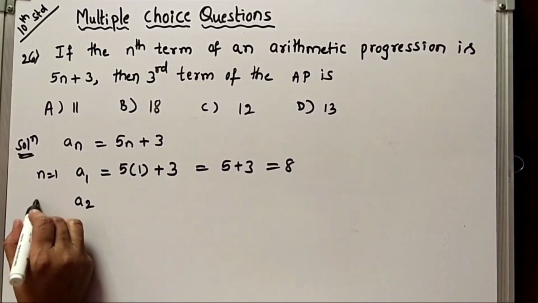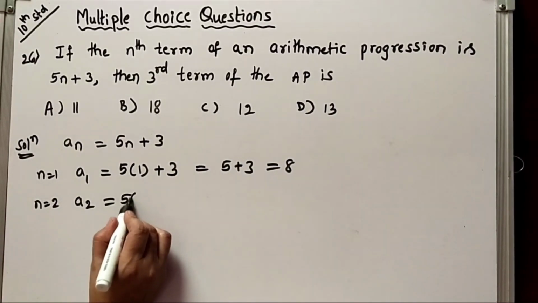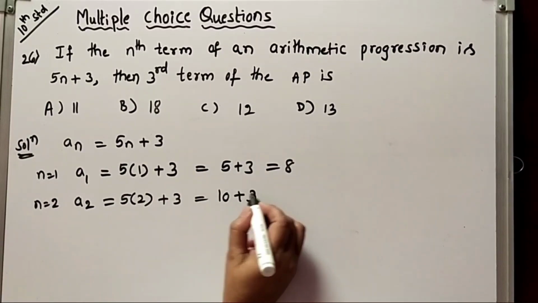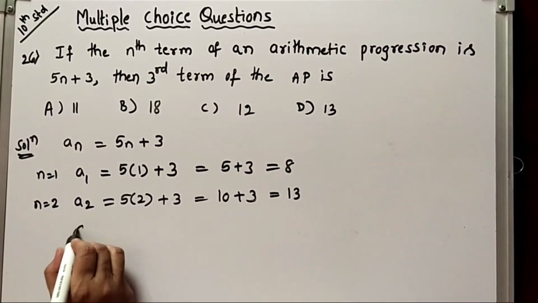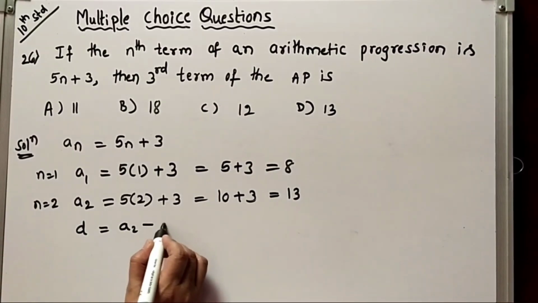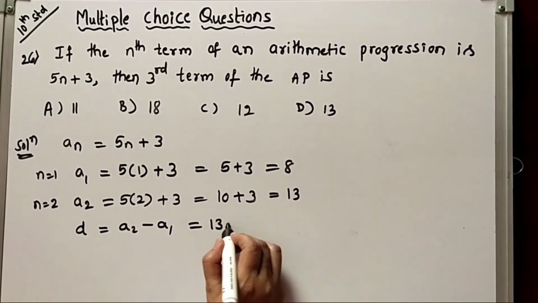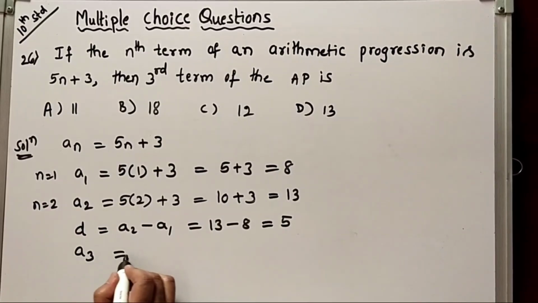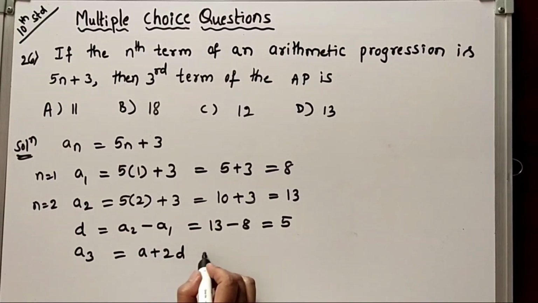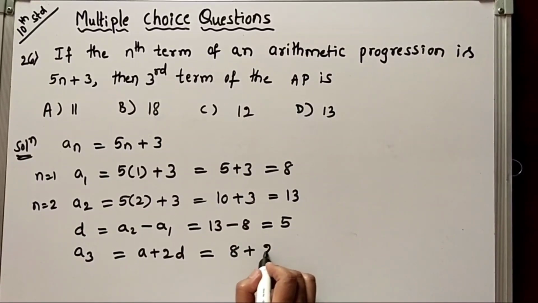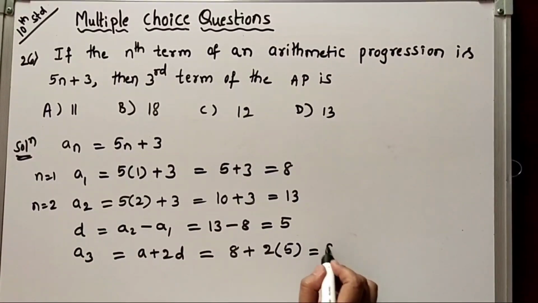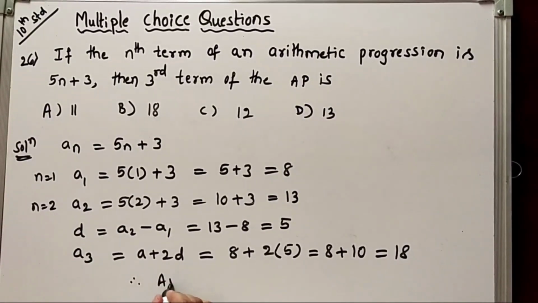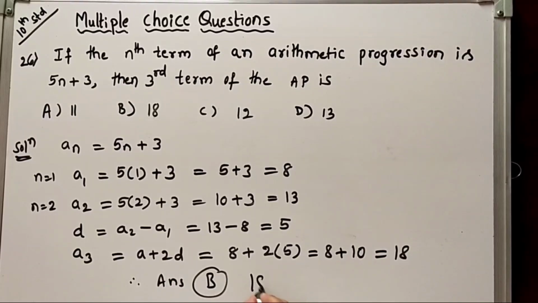a2 means n is equal to 2. It is 5 into 2 plus 3, is 10 plus 3, is equal to 13. Now the common difference is a2 minus a1, that is 13 minus 8 is 5. Now a3, the third term, is a plus 2d. So a is 8 plus 2 into d, which is 5. 8 plus 10 is equal to 18. So the answer is option B, that is 18.